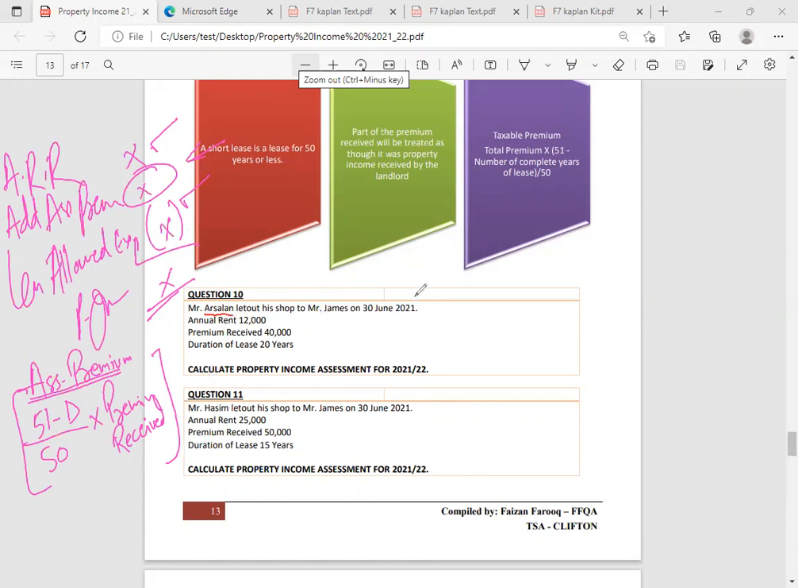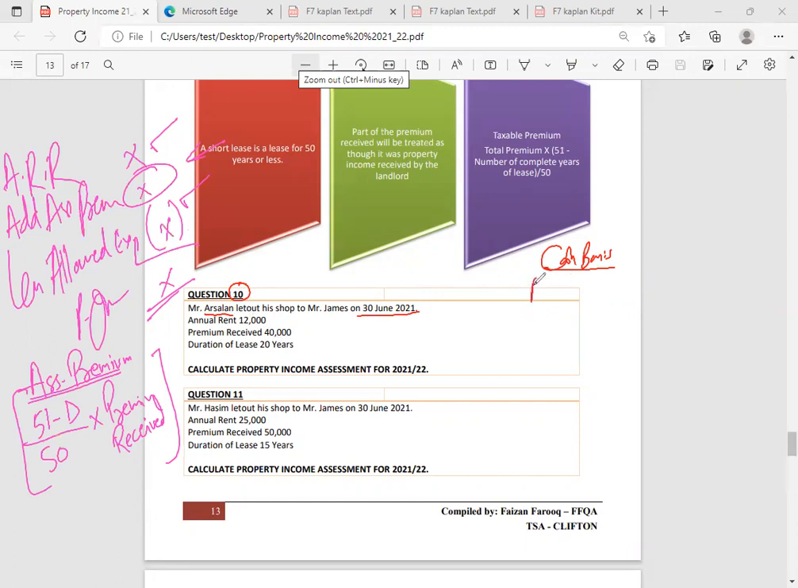Just wait. Just please read question number 10. What's mentioned over here? Mr. Arslan let out his property to Mr. James on 30th June 2021. Annual rent is 12,000. Premium received 40,000. Duration of lease is 20 years. Tell me, calculate property income. Cash basis or accrual basis?